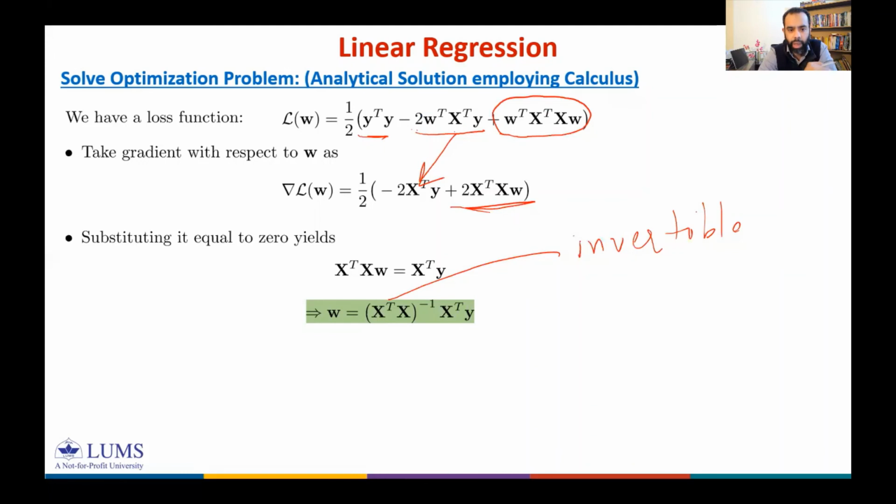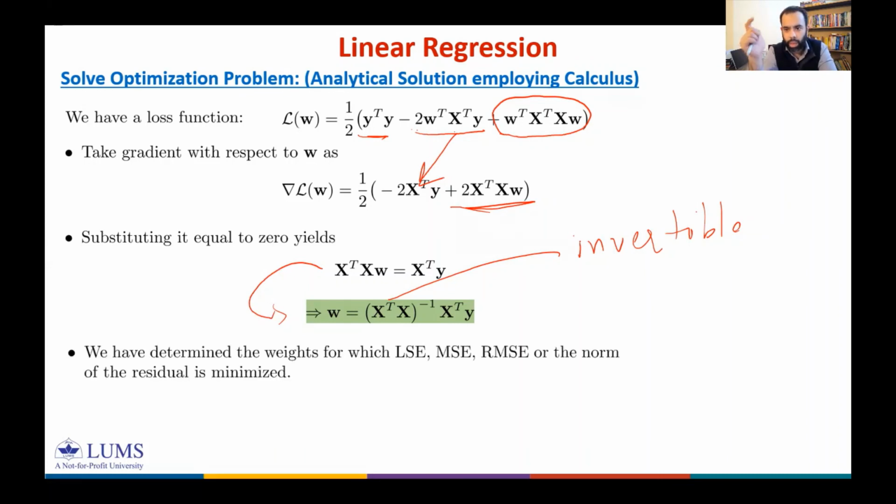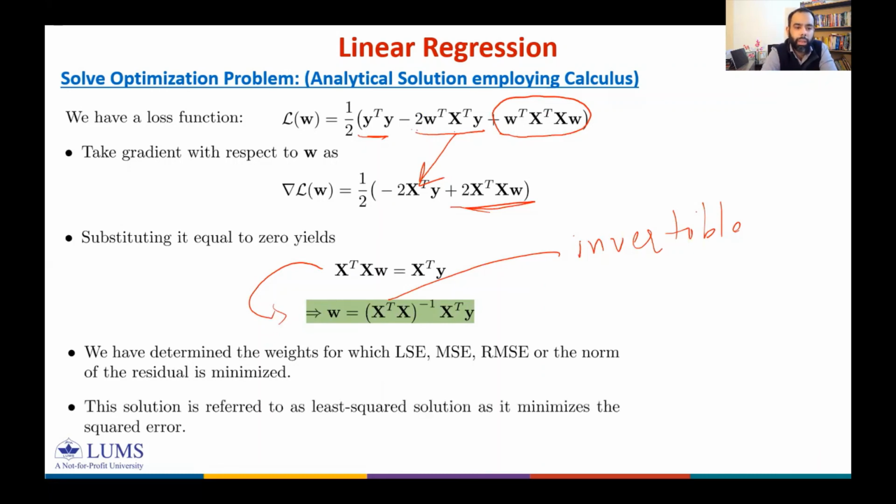If you have too many data points, you expect this x transpose x to be invertible. And we will see later in the course that if this is not invertible, how do we find this w and how do we solve? How do we move from here to this stage? Okay, so we have determined the weights for which the least square error, mean square error, or the root mean square error, or the norm of the residual is minimized. So this solution is referred to as a least square solution because it is minimizing the least square error.